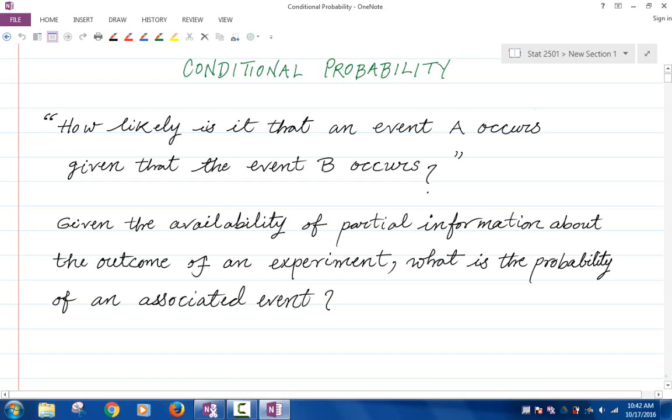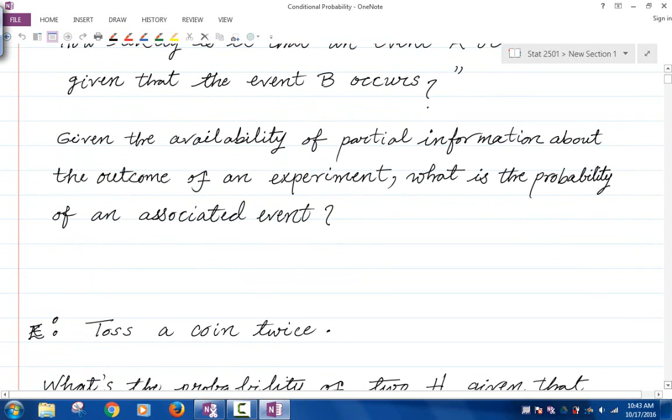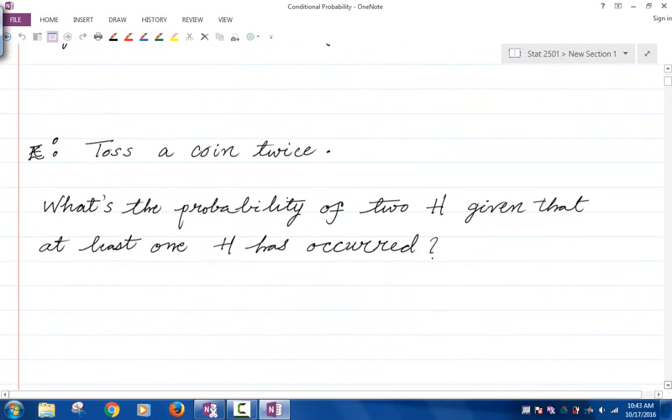Now, if I ask the probability of A, just the probability of A, all we are asking is what's the probability of A given that the sample space has occurred, right? Just the probability of A is basically the probability of A given that the sample space occurs. So now we're saying, what's the probability of A given that B occurs? And let me explain this by using an example.